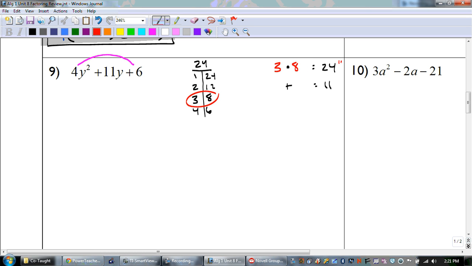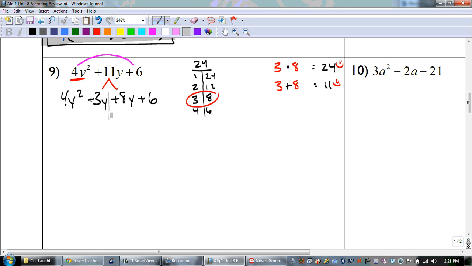So 3 times 8 gives us 24, and 3 plus 8 gives us 11. So, leading coefficient, yeah, it's 4. So that means I have to split the middle term. I get 4y squared plus 3y plus 8y plus 6.